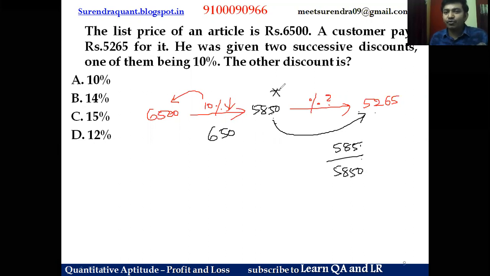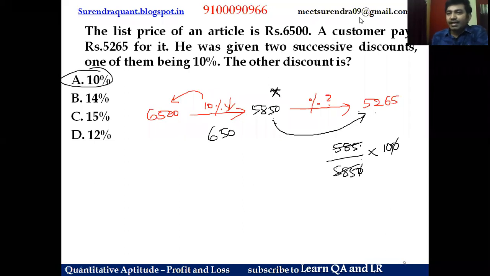Or if you want to express it mathematically, difference in value 585 by base value. From wherever you change the value, that becomes the base. So 5,850 becomes the base, into 100. So the 0 cancels, 585 gets cancelled. That way also 10%. Next question.